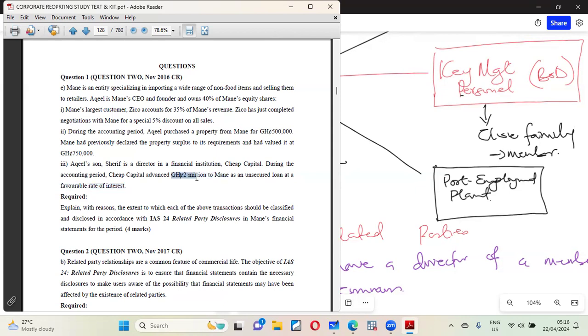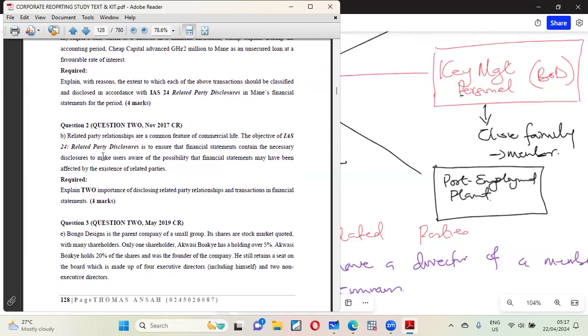So you can see clearly that this 2 million must be disclosed, and the nature of the relationship must also be disclosed. So that is all you talk about. Those are the things you talk about. We come to example 2.